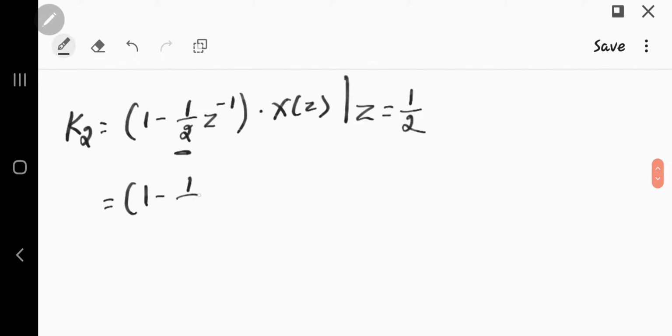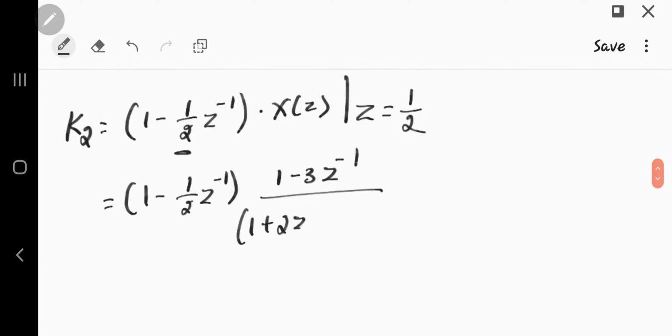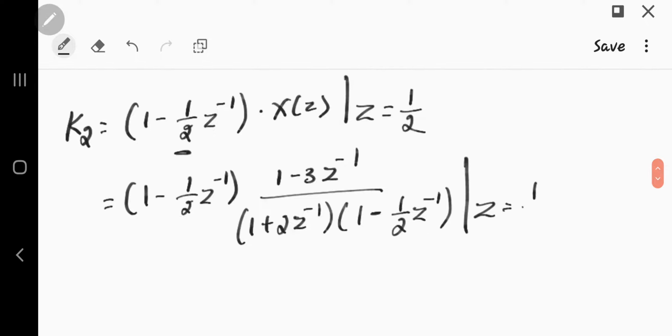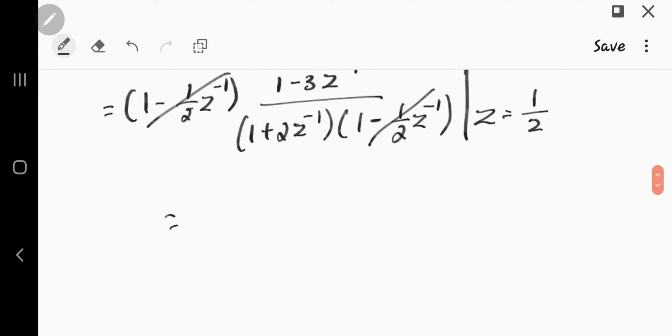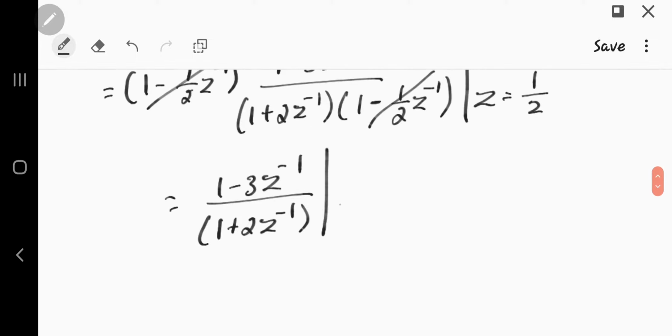Now substituting this X(z) = (1 minus 3z inverse) divided by (1 plus 2z inverse) into (1 minus 1 by 2 z inverse), where z takes the value 1 by 2. So these two get cancelled. You will remain with (1 minus 3z inverse) divided by (1 plus 2z inverse), and z takes the value 1 by 2.